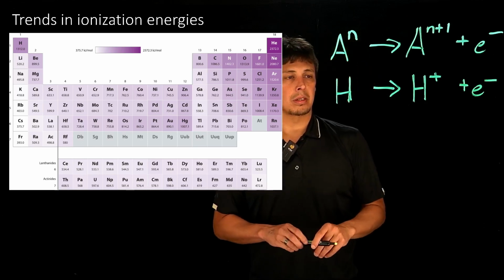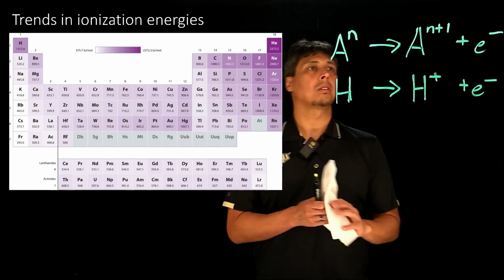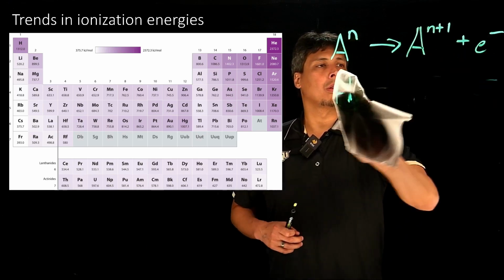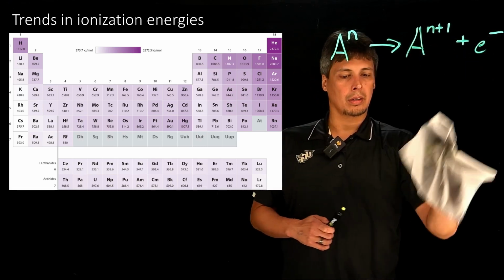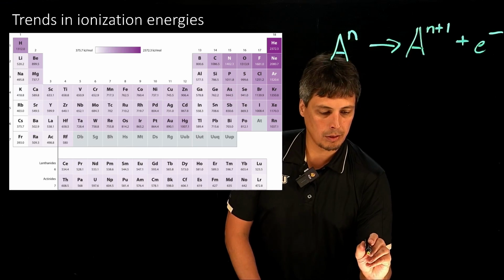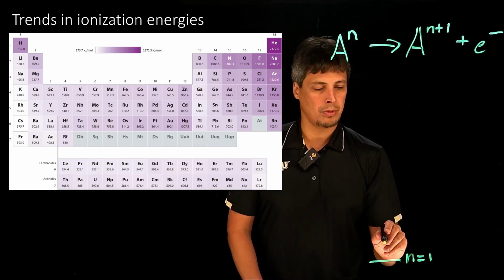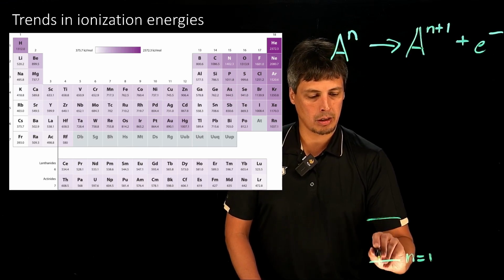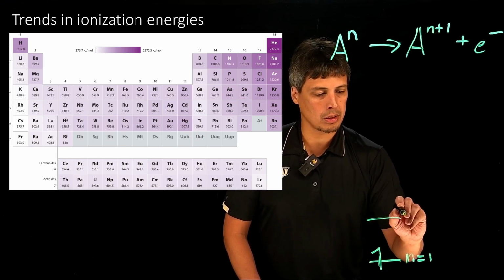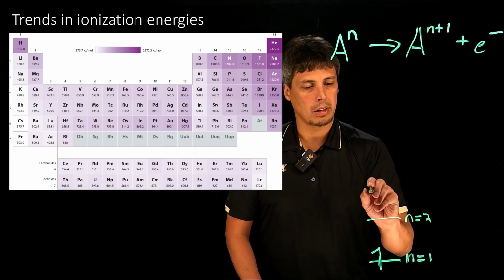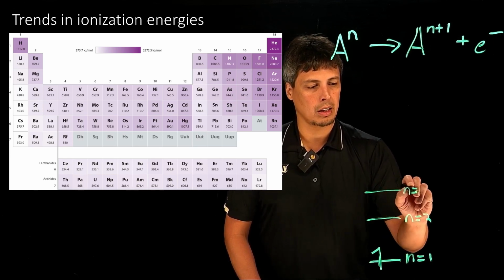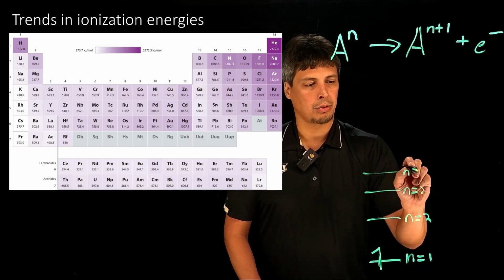Okay, and so conceptually, what does this mean? So let's go back to thinking about the Bohr model of a hydrogen atom. If you remember, the lowest energy, the ground state, is going to be n=1. If we have an electron there, then that's going to be in the ground state. It could be in n=2 if we excite it, n=3, n=4, and so on.